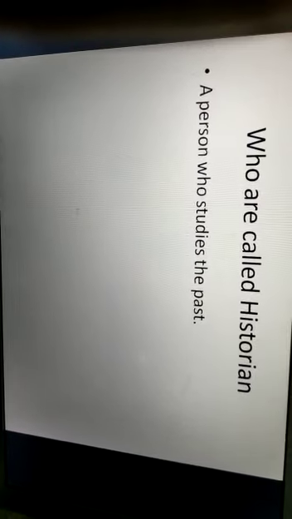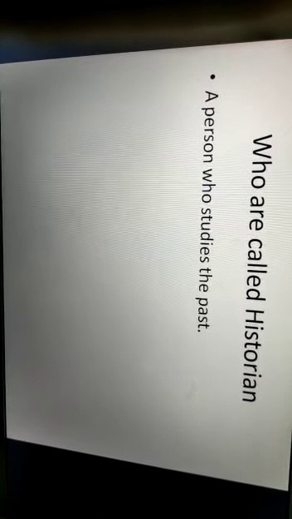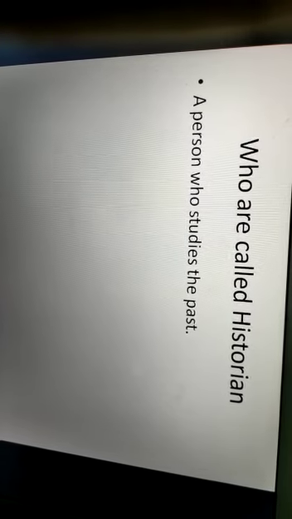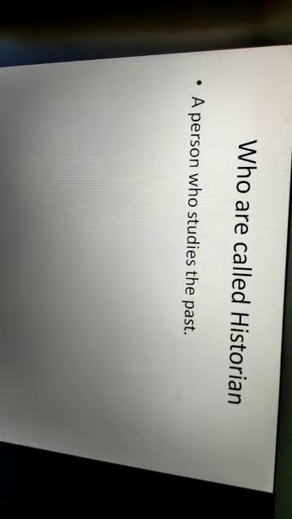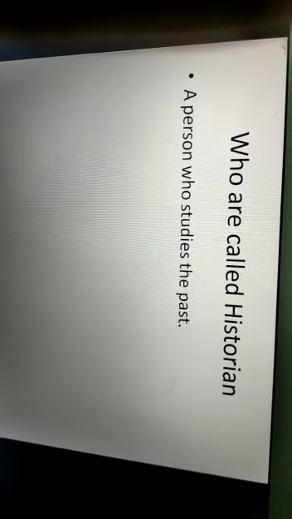And who is a historian? A historian studies the past. That means a person who studies the past is called a historian. A historian studies the past and explains to us what happened in earlier times, why it happened and how it affected the lives of the people. History tells us how the ways of life have changed with times.